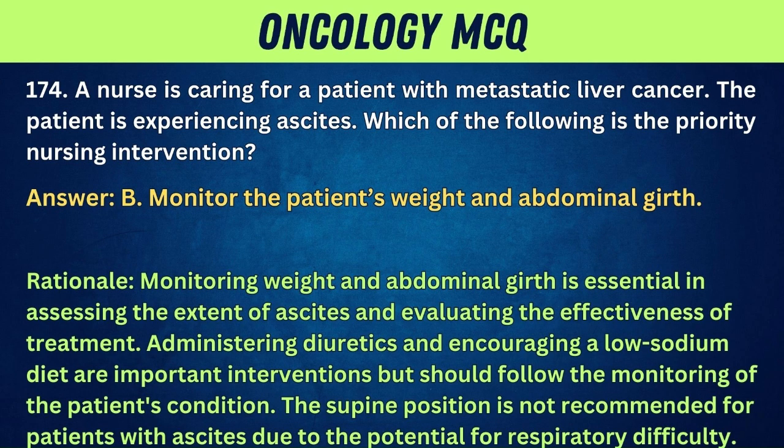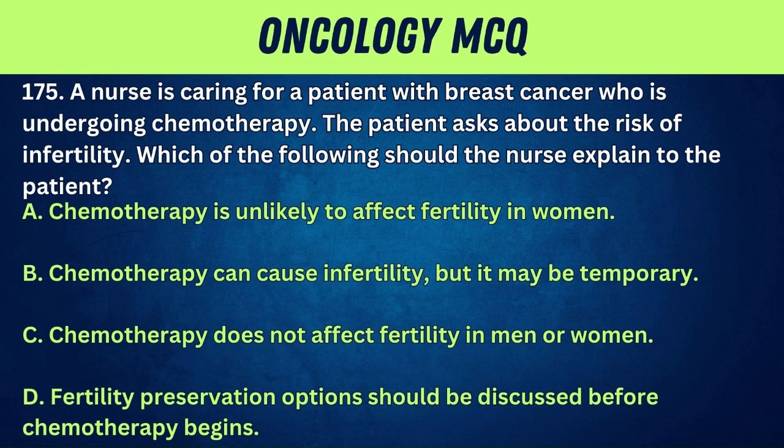Rationale: Monitoring weight and abdominal girth is essential in assessing the extent of ascites and evaluating the effectiveness of treatment. Administering diuretics and encouraging a low-sodium diet are important interventions, but should follow the monitoring of the patient's condition. The supine position is not recommended for patients with ascites due to the potential for respiratory difficulty. 175. A nurse is caring for a patient with breast cancer who is undergoing chemotherapy.